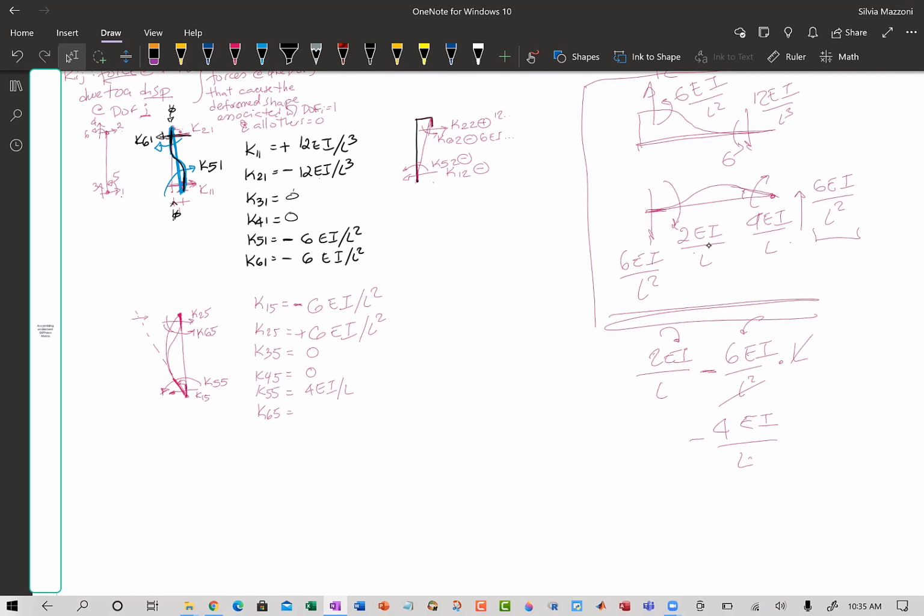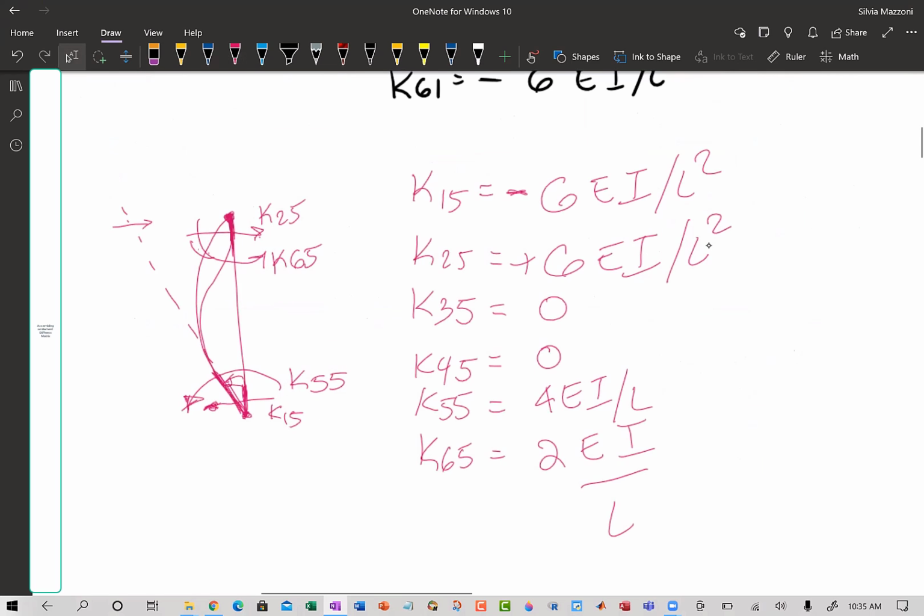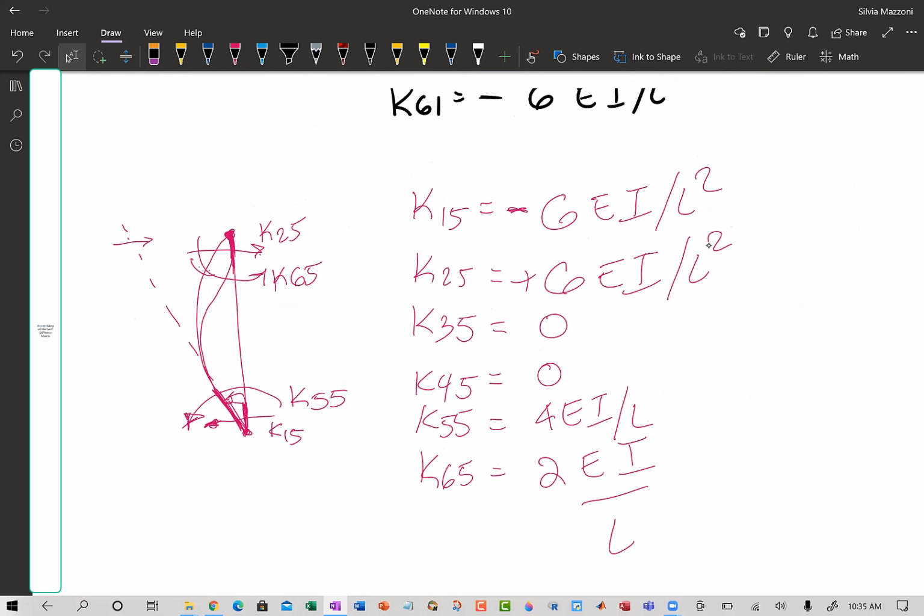-2 EI over L. Okay. Now, is it negative or is it positive? Oh, it's positive. Because I know with moments it kind of throws you off, but you literally have to just spin with it and go, yeah, it is going counterclockwise, so it's positive. Okay? Yeah. And so that's positive, and that's how we have it there.